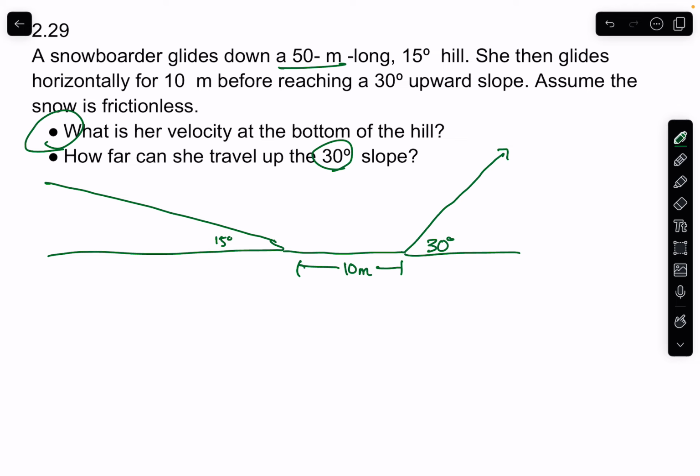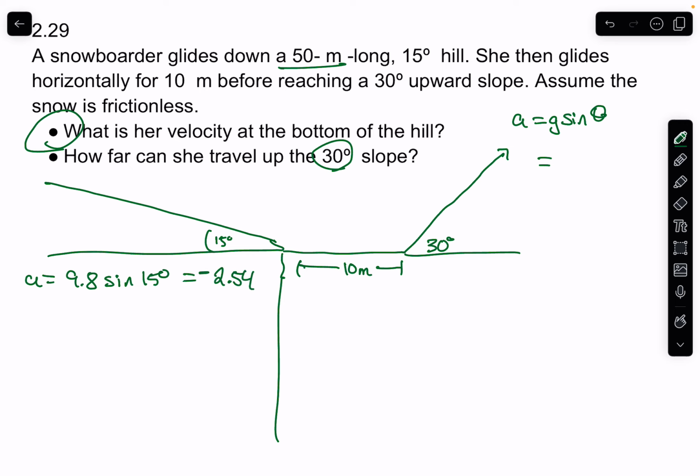Now, to remember, the key thing to note is that acceleration on a ramp, a, is g sine theta. So we've got, in our first case, on our left side, a would be equal to 9.8 sine 15 degrees. And I got 2.54. Technically, that's negative meters per second squared. And I'm trying to find v2.